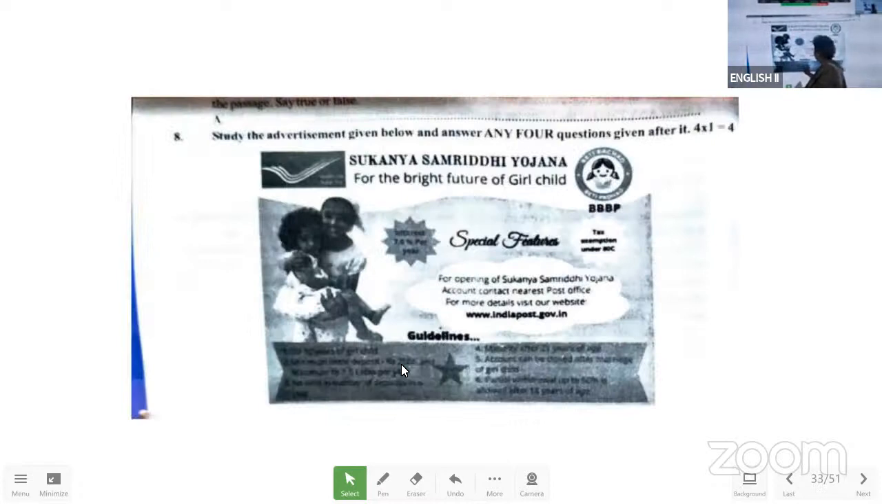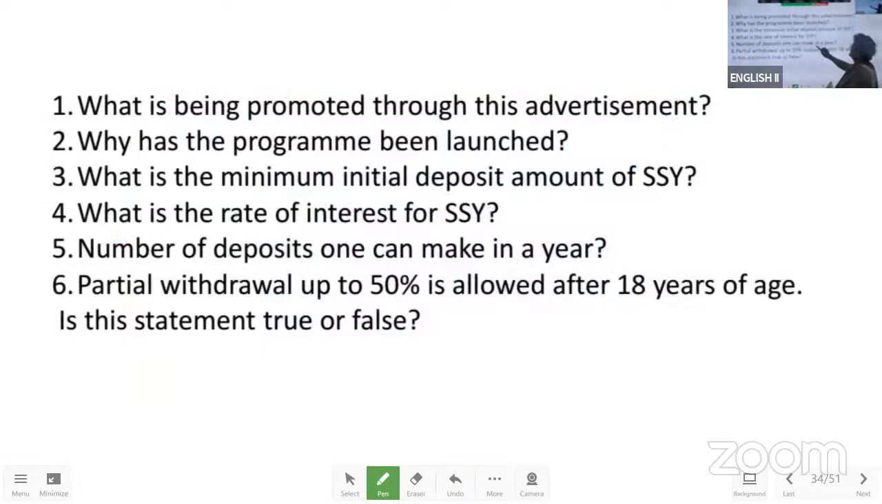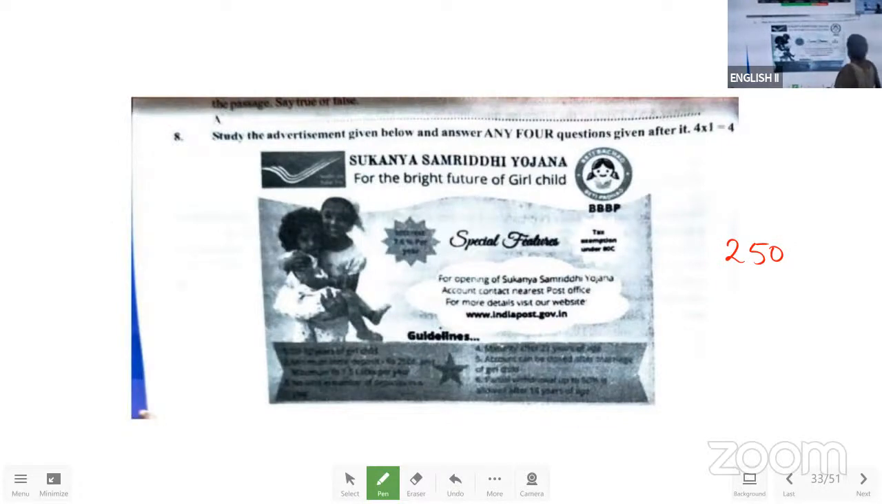It is written here, it is not clear, it is 250. And the other question was, what is the rate of interest for SSY? And that is 7.6%. These two answers I could not give clearly because it was in black. If you check even in the book, it is dark. So that's how the printout also came dark, and we could not answer these two questions.